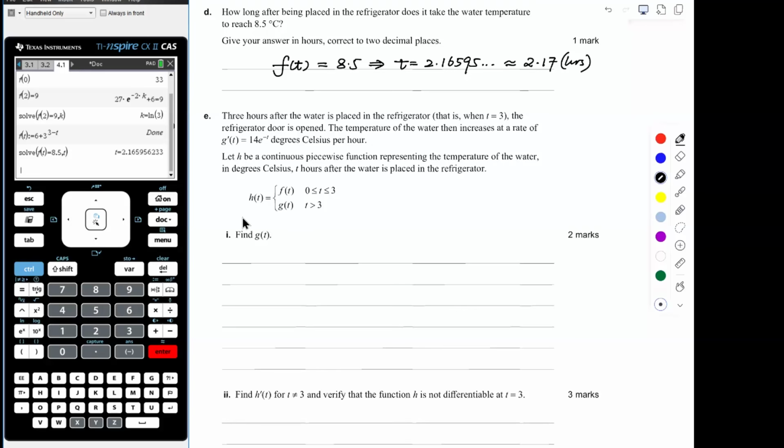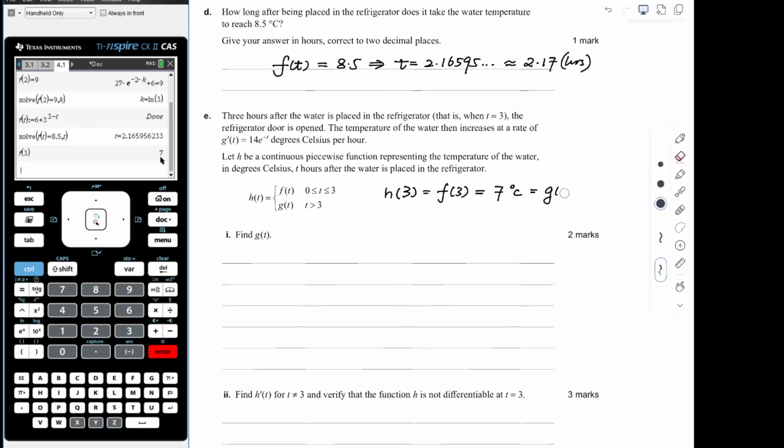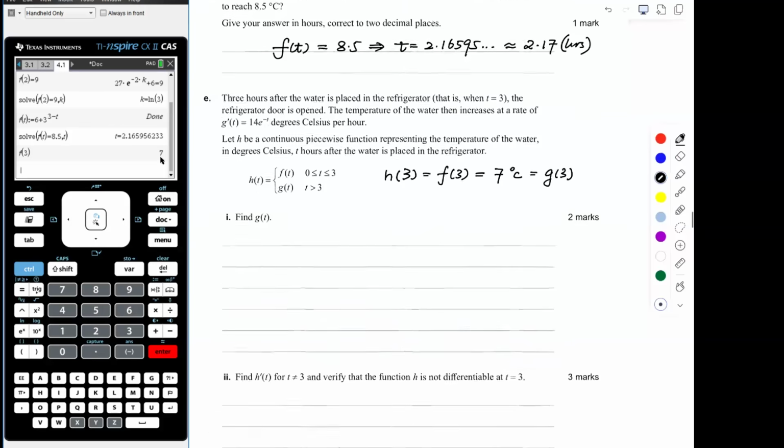Let's say h(3) equals f(3) is defined. That's 7 degrees Celsius, which is also equal to g(3), because it's a continuous connection.